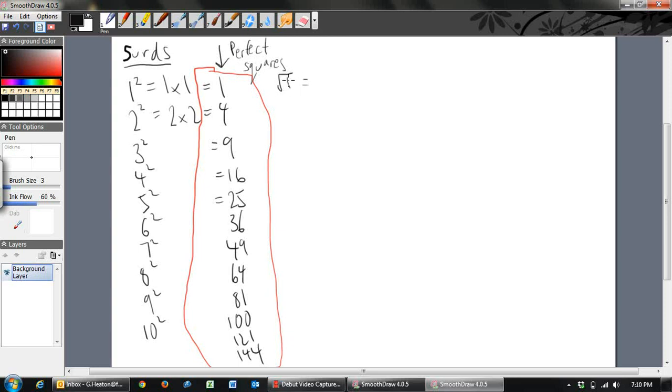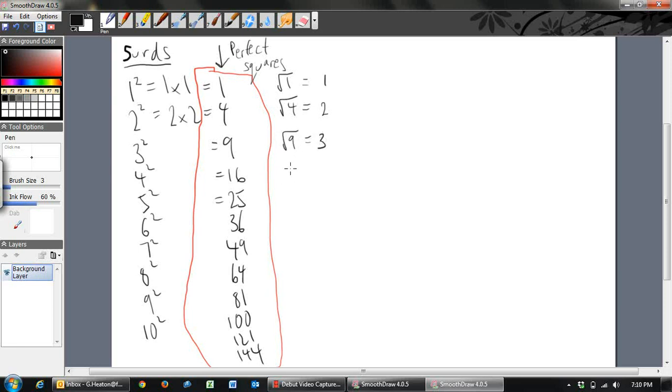And so what this means is that the square root of 1 means what number do you multiply by itself to get 1, which is 1. What's the square root of 4? What number do you have to multiply by itself to get 4? It's 2. So it's just the opposite of this process that we did, the square root.